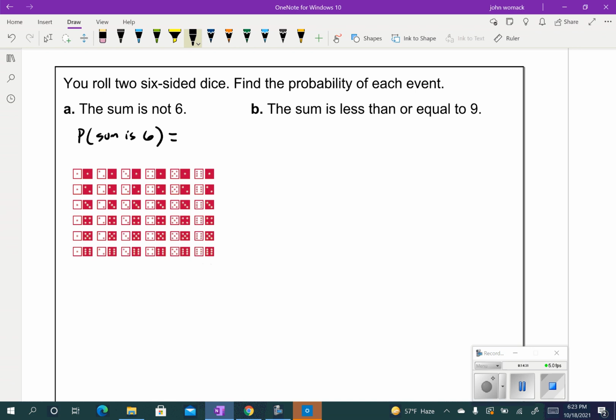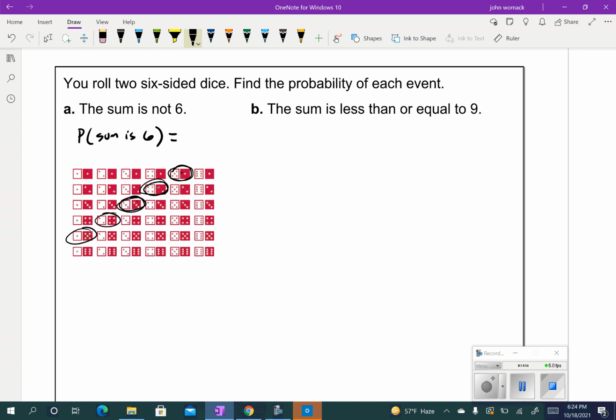Let's find all the ones where the sum is 6. There's 2, 3, 4, 5. That one right there would be 6. That'd be 7. That one right there would be 6. That would be 7. That would be 5. That one right there would be 6. That's going to be less than 6. Those are going to be bigger than 6. There's 6. And I think that's it. Those are the only ones that add up to be 6.